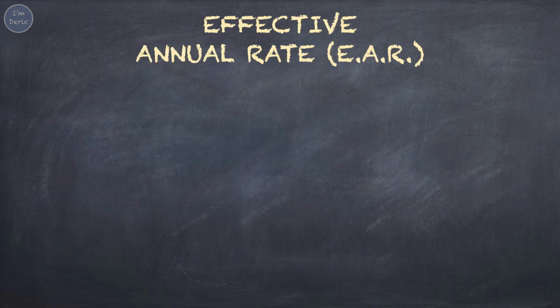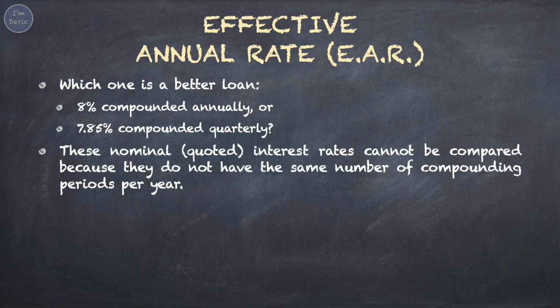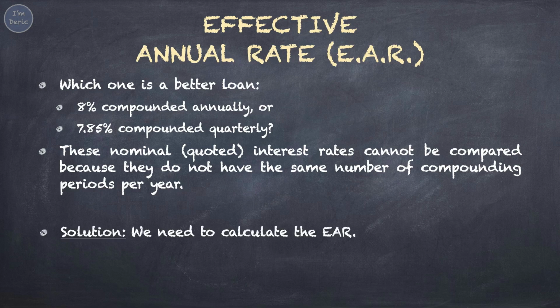Next part, we are going to talk about the effective annual rate, E.A.R. Which one is a better loan? 8% compounded annually or 7.85% compounded quarterly? It seems to be better to take the quarterly loan, as it is cheaper. However, these nominal or quoted interest rates cannot be compared, because they do not have the same number of compounding periods per year. So the solution is, we need to calculate the effective annual rate.